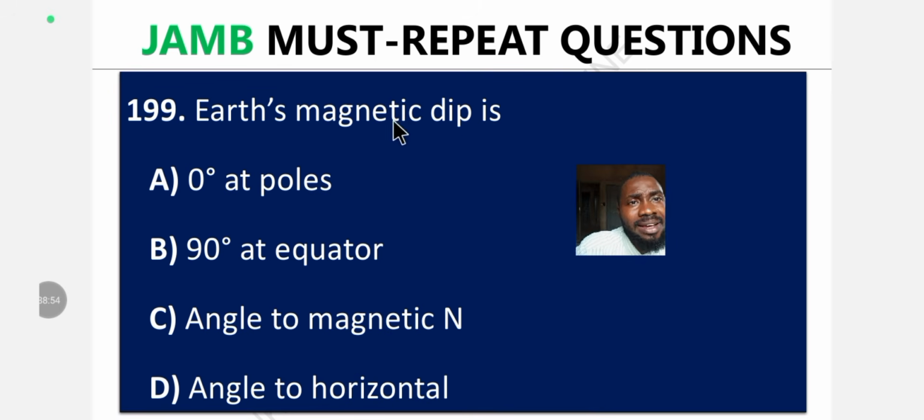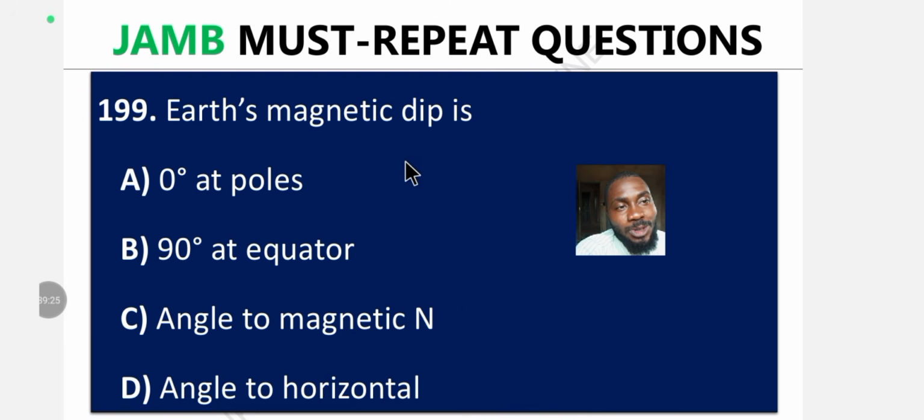Question 199. The Earth's magnetic dip, that's the angle of dip, is what? A. 0 degrees at poles. B. 90 degrees at equator. C. Angle to magnetic north. D. Angle to horizontal. What's the answer? Earth's magnetic dip is what? The angle of dip of the Earth is what? I emphasize this. Please drop the answer in the comment section.